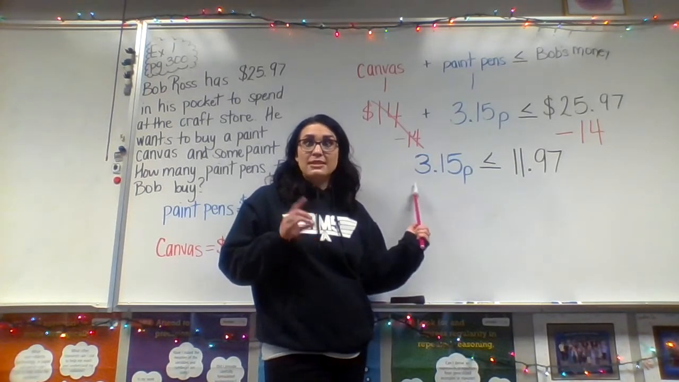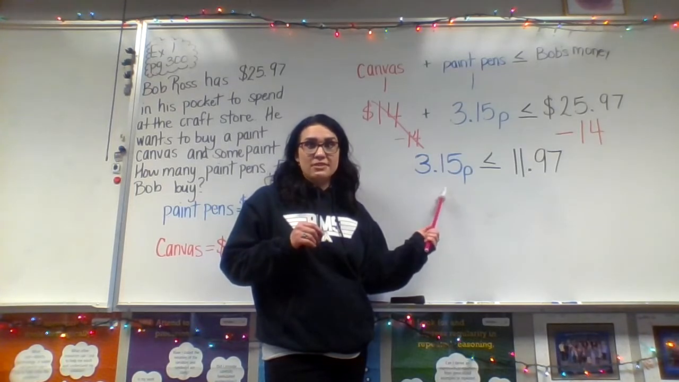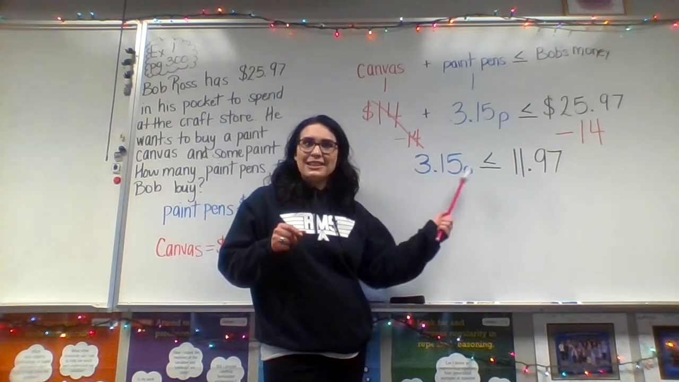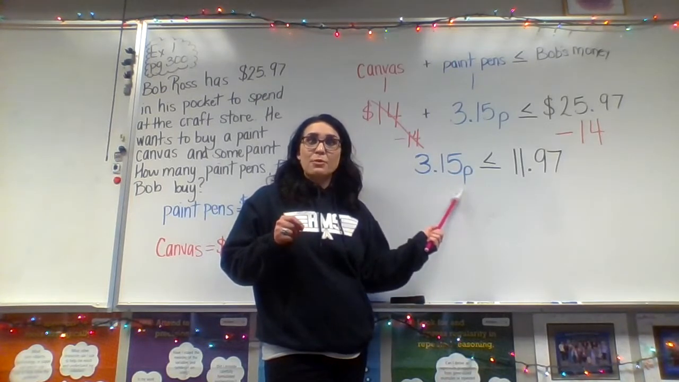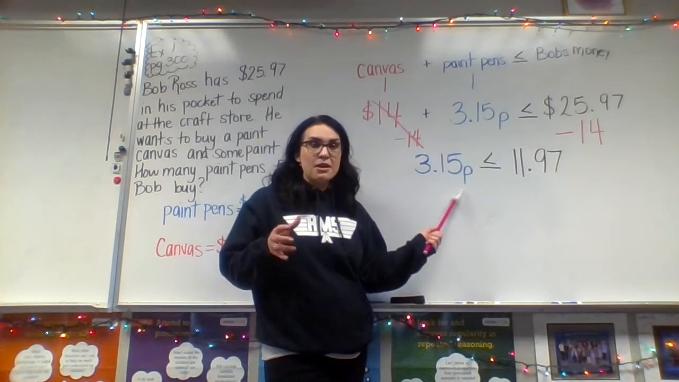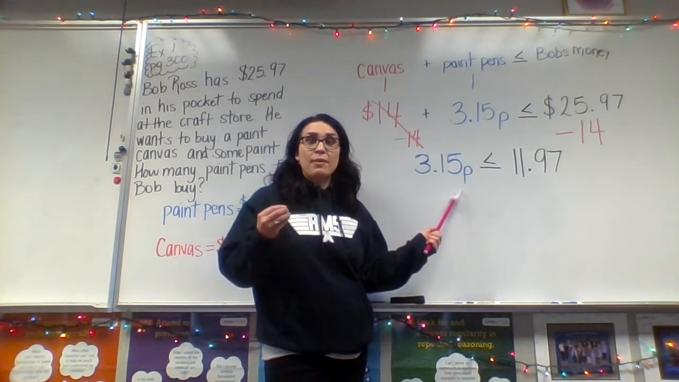And don't forget, the paint pens, each one costs $3.15, right? Now, how are we going to isolate the variable? This P right here represents the number of paint pens that he actually has the ability to purchase, right? We want to get that isolated. We want to get it all by itself.